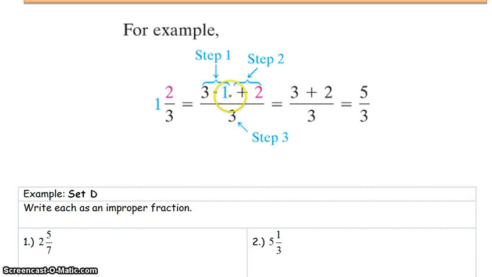Now using the order of operations, we have multiplication and addition. We do the multiplication first. 3 times 1 is 3, and we bring over our plus 2. Our denominator stays 3. Now we add our numerator. 3 plus 2 is 5. Our denominator stays 3. So our final answer here, 1 2/3, a mixed number changed to an improper fraction, 1 2/3 becomes 5/3.